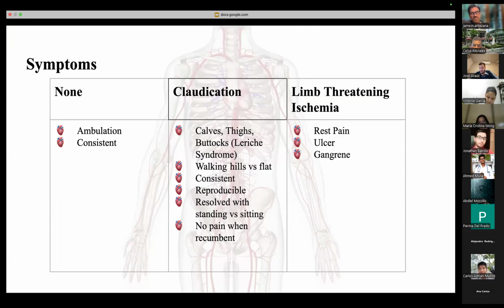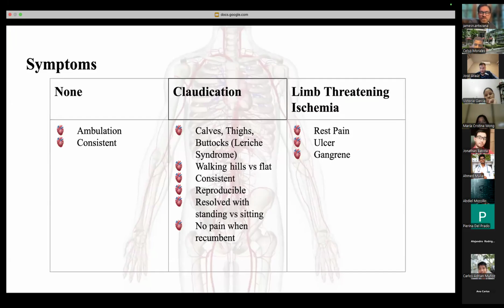All right. And that's known as Leriche syndrome when you have thigh, buttock claudication, and impotence. Okay. Don't forget that. Walking hills versus flat. Patients who walk uphill will reach the claudication point a lot quicker than patients that are on a flat surface. It's very consistent, it's reproducible, and it does resolve when the patient sits or when the patient stands. And at this point, claudication, we're not going to even mix it with rest pain. So there's no pain when recumbent.